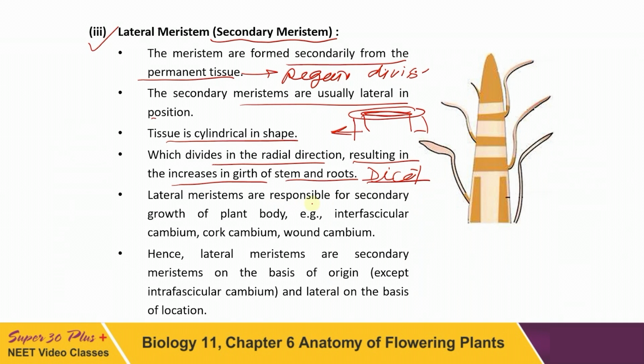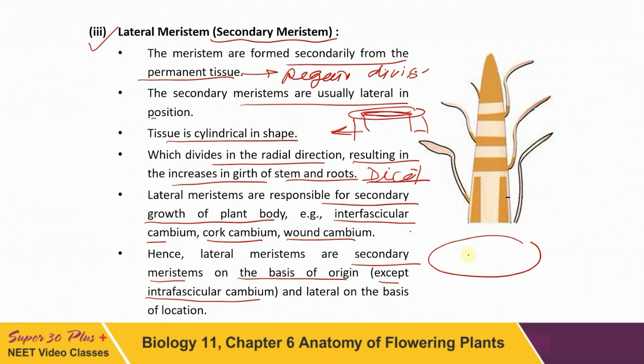These are responsible for secondary growth of the plant body: interfascicular cambium, cork cambium, and wound cambium. We have to discuss this a little later. Hence, lateral meristems are secondary meristems on the basis of origin, except intrafascicular cambium.